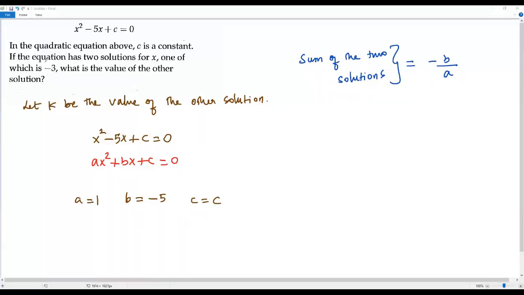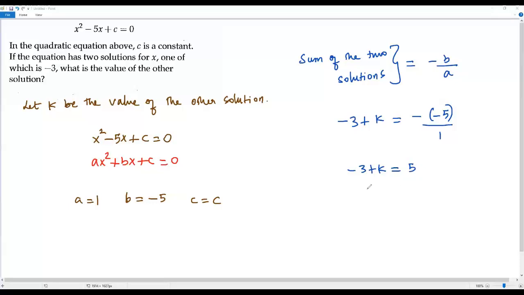Already one of the solutions is given in the question, that is negative 3, and the other solution is k. We have assumed the other solution as k. So negative 3 positive k represents the sum of the two solutions, equals to negative b over a. The value of b in our quadratic equation is negative 5, and the value of a is 1. So negative 3 positive k equals to negative times negative to become positive 5 over 1 is 5.